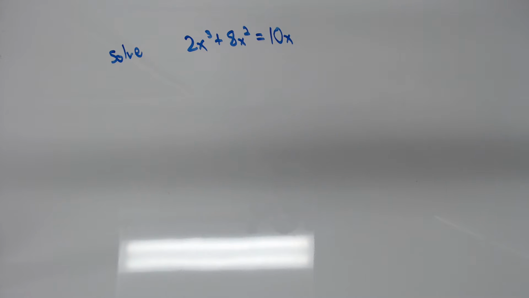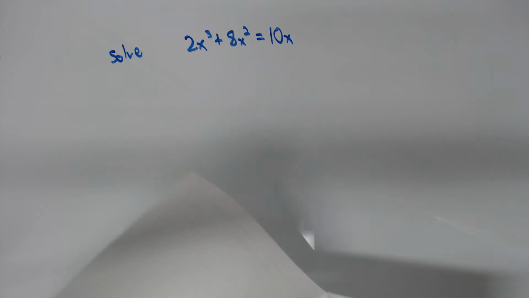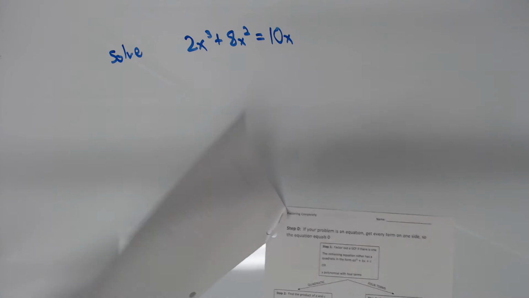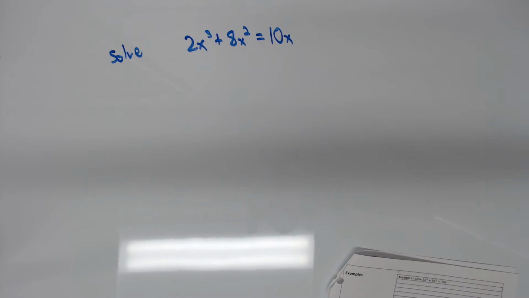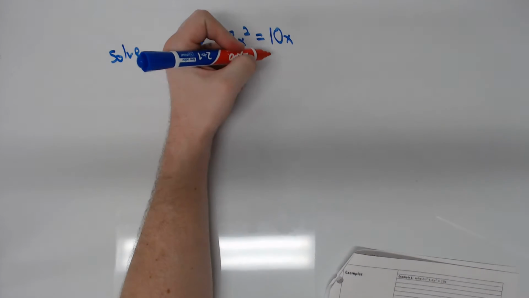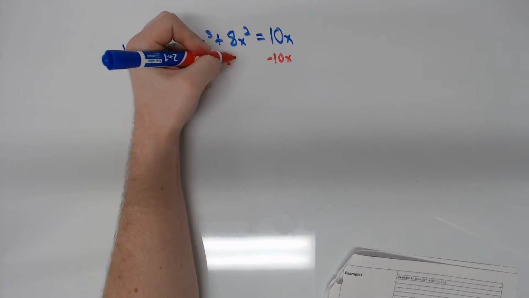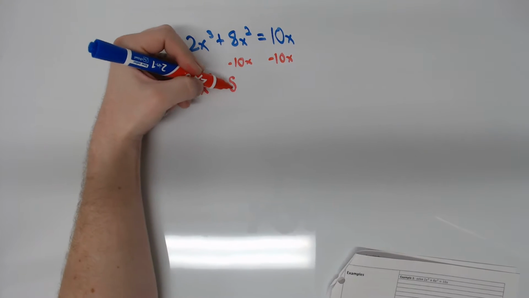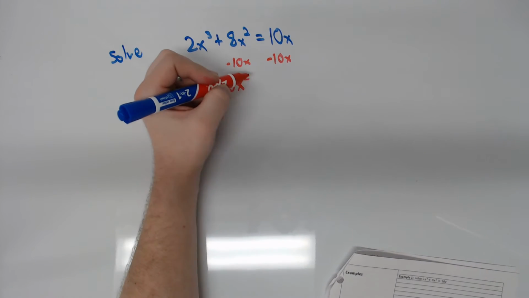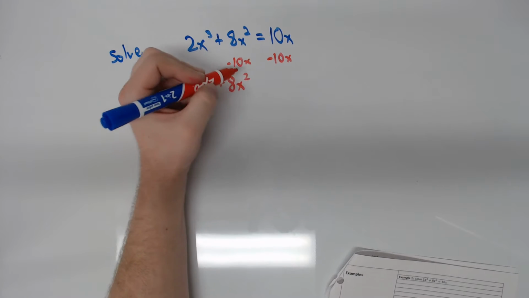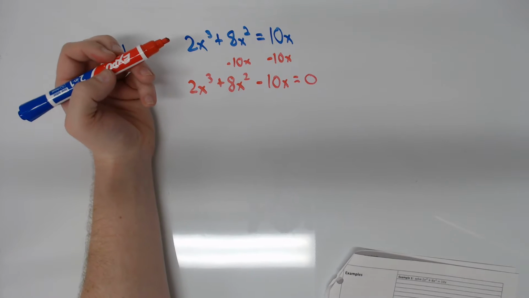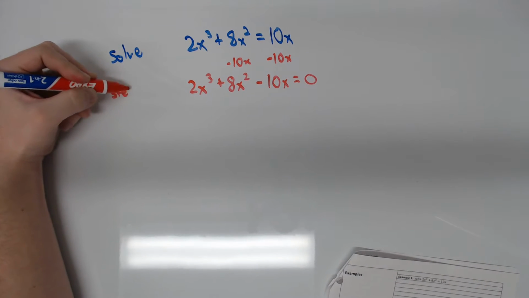First example, we're going to look at our flow chart and see what to do. So we're going to start with step 0. Step 0 says if your problem is an equation, get every term on one side so it equals 0. Well, mine currently does not do that. So I need to subtract 10x on both sides. I'm going to keep it in standard form, so the x's go from biggest to smallest, x cubed, x squared, just plain old x. And now it equals 0. So that was step 0.